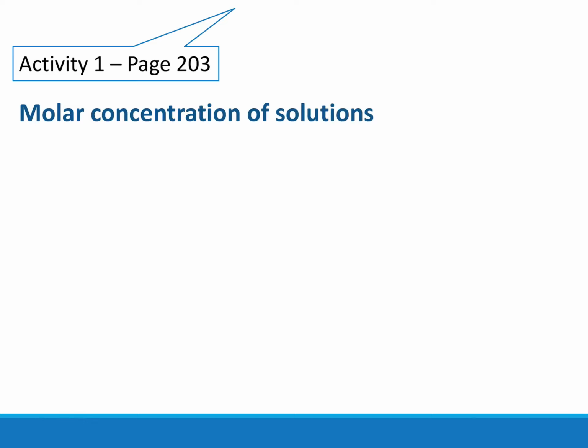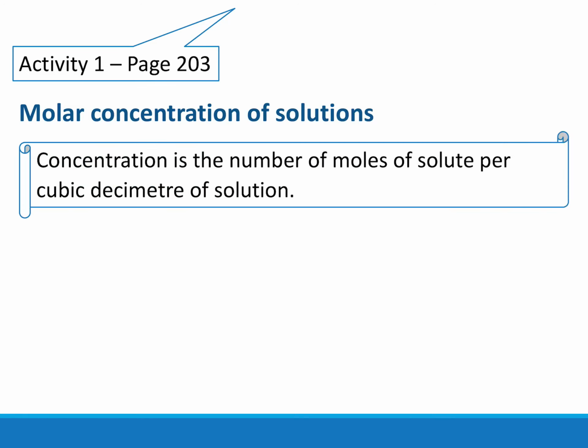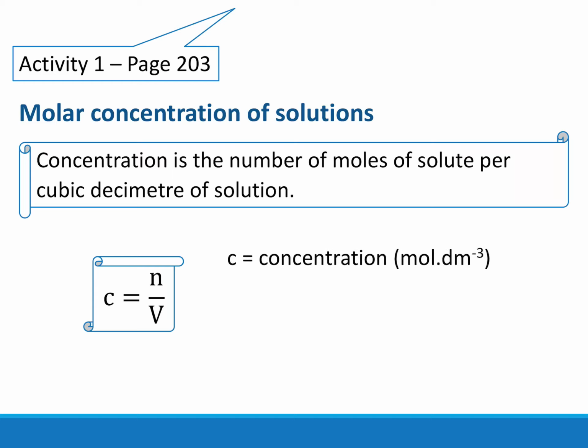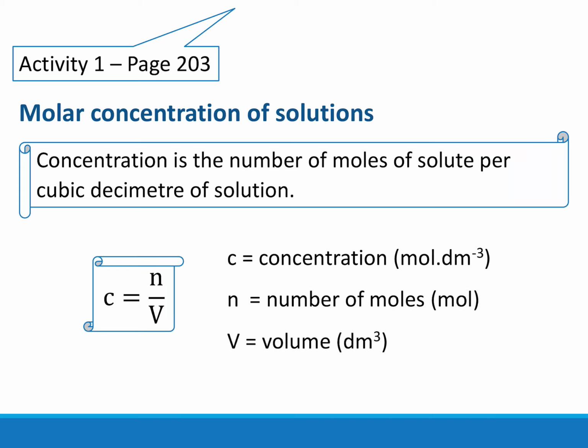Let's look at molar concentration. Concentration is the number of moles of solute, the thing we dissolve, per decimeter cubed of the solution. Solute is like sodium chloride dissolved in water. Quite straightforward. Concentration, c, is in moles per decimeter cubed. n is number of moles. V is volume.